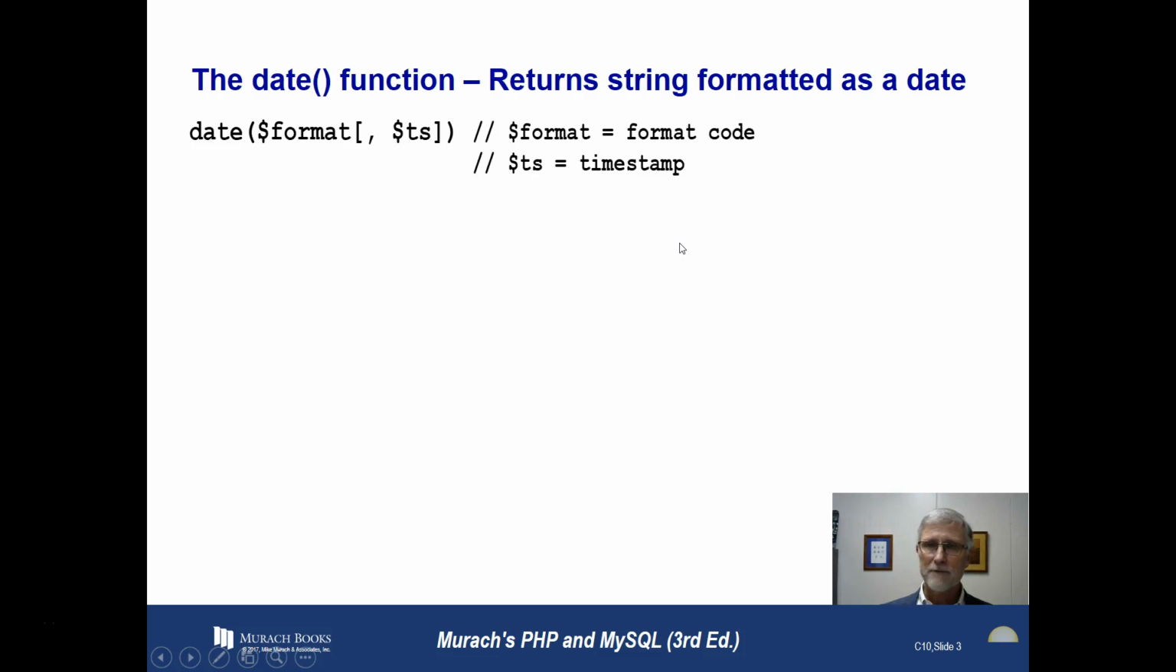So the date function just returns a string, formatted as a date. You give it a format code: how do you want the string to look? The next two slides will give you different format options. And optionally, you could give it a timestamp. If you want this format for this exact timestamp, the date function would return that string for you.